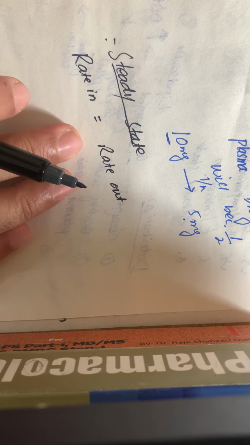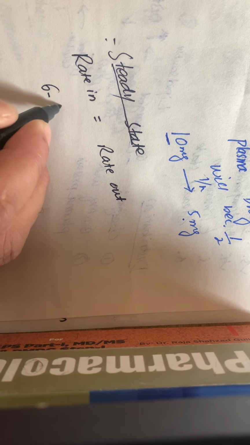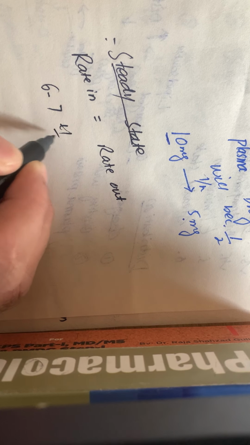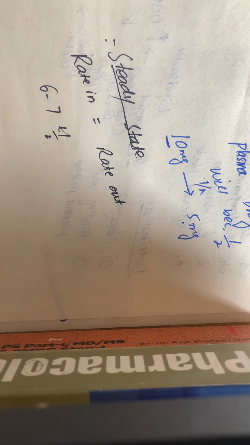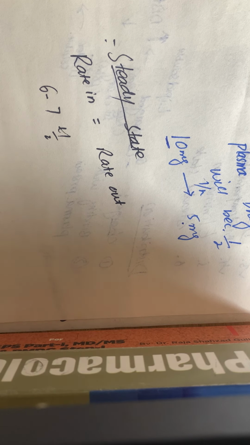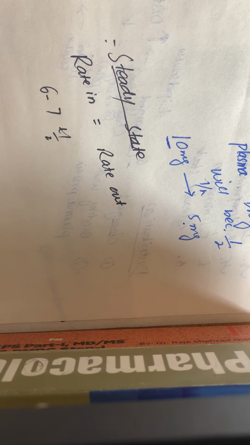The steady state can be achieved after 6 to 7 half-lives, right? It should not be achieved so early, and the steady state can be achieved earlier with a loading dose. So rate in and rate out is known as a steady state.